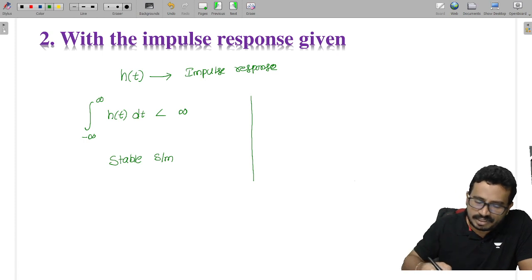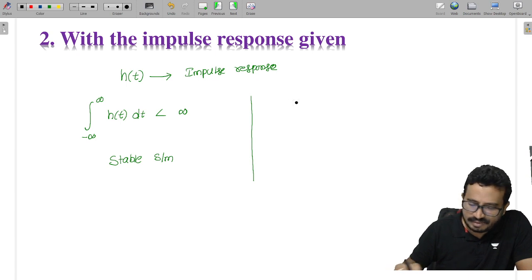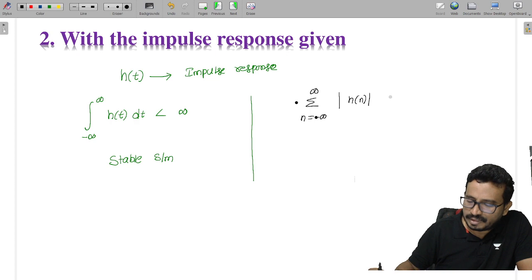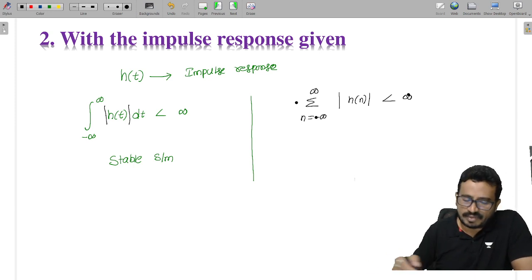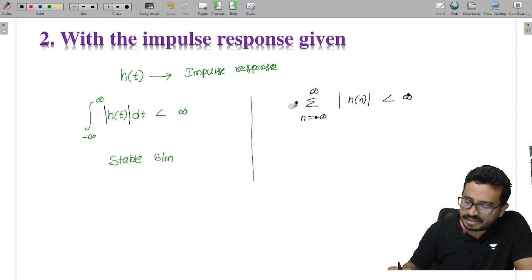This is for the continuous case. The same thing we can do for the discrete case also. For the discrete case, the sum over n from minus infinity to plus infinity of mod of h of n must be finite. Then I can say the system is stable. Okay, that covers the discrete case and the continuous case.